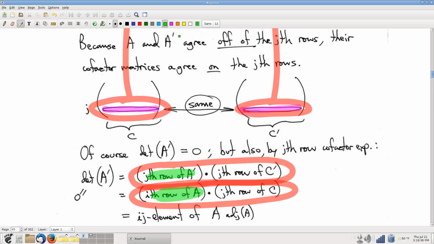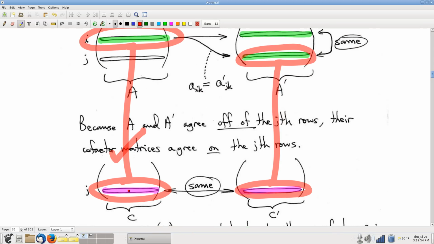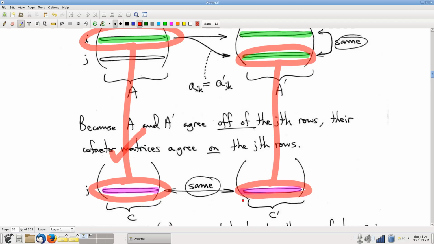Green dot purple in both cases. Okay, who cares? Why are we interested in this? Well, because this one, that dot product of the ith row of A and the jth row of C, is exactly what we're trying to compute. That's the ij element of this product that we're interested in. Okay, now we're starting to see how this is connected to something. What does it matter that it's equal to this?